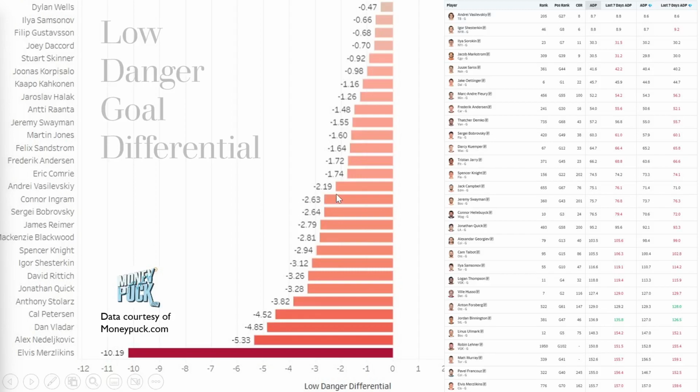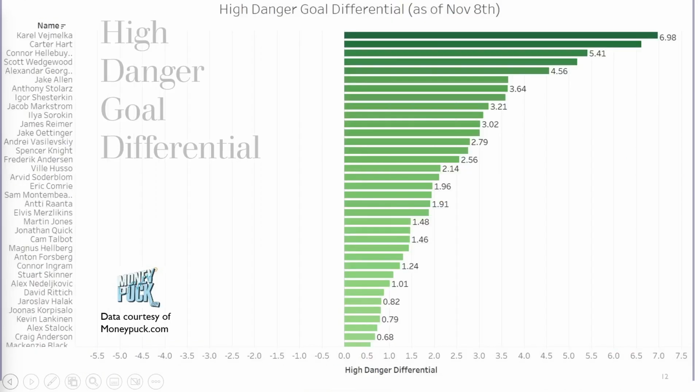And here you see Vasilevsky on this list as well, which is a little bit concerning. But as we look at this, it's the exact opposite of what we just saw. High danger expected goals versus how many goals the goalie let in on high danger chances. So the differential between what they're supposed to give up on high danger chances and what they actually gave up.